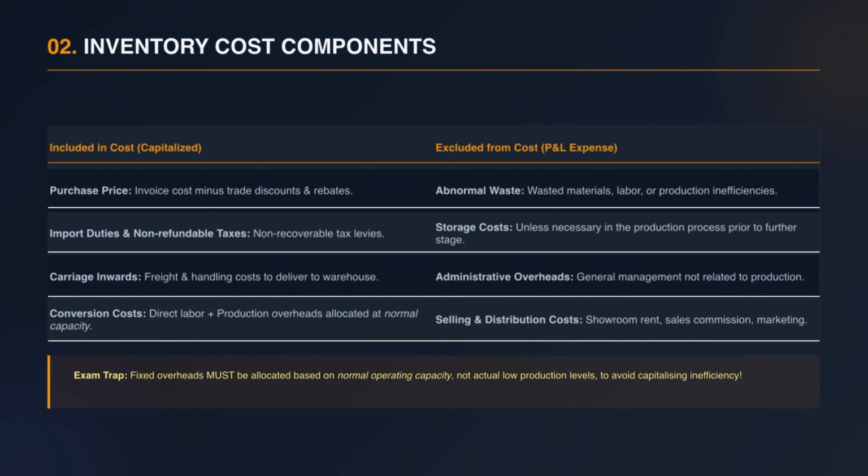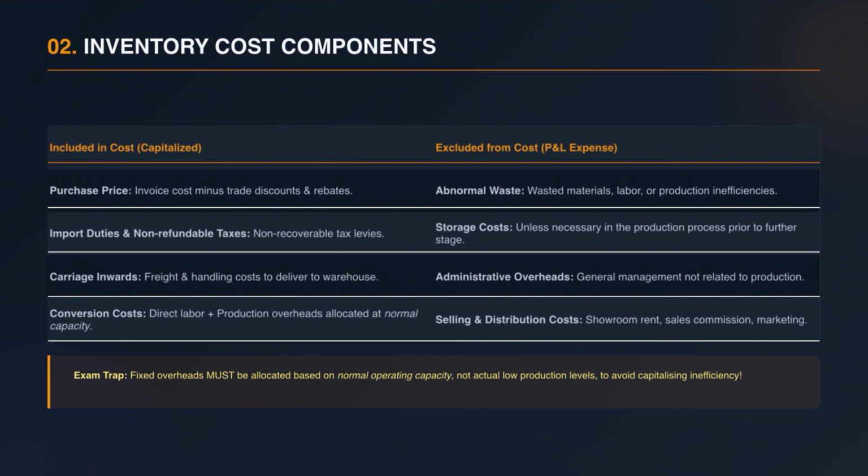So, what actually goes into the cost of inventory? On the left side of our screen, you see the costs we capitalize into inventory asset value: purchase price after deducting trade discounts, non-refundable import duties, carriage inwards to bring raw materials to the factory, and direct labor plus production overheads. Now, look closely at the right side.